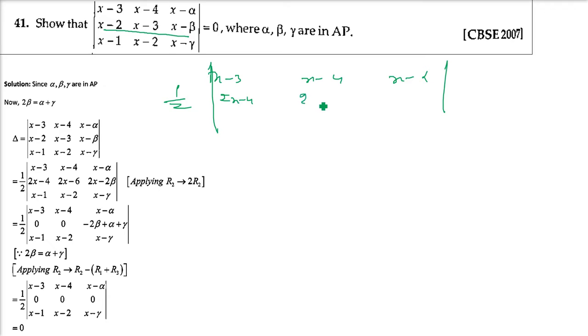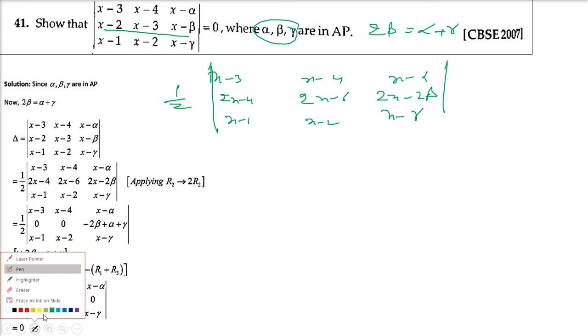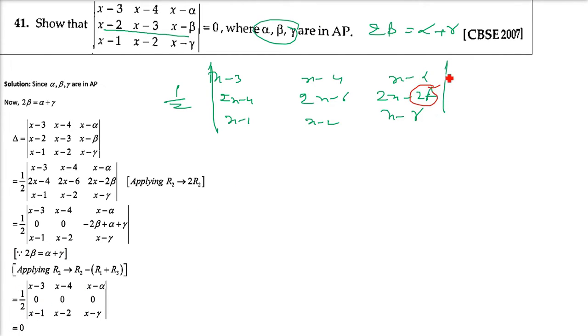So 2x minus 4, 2x minus 6, 2x minus 2 beta. Here you have x minus 1, x minus 2 and x minus gamma. Since alpha, beta, gamma are in AP, twice beta is equal to alpha plus gamma, right? So we will replace this 2 beta with alpha plus gamma. So 2x minus alpha minus gamma, right? It is gamma, not alpha. So 2x minus alpha minus gamma.